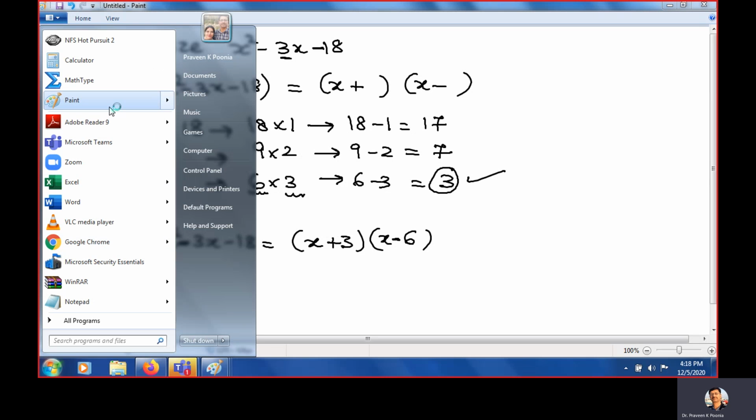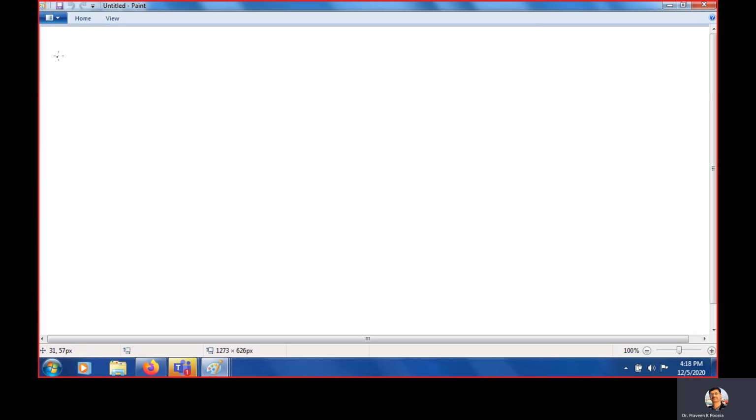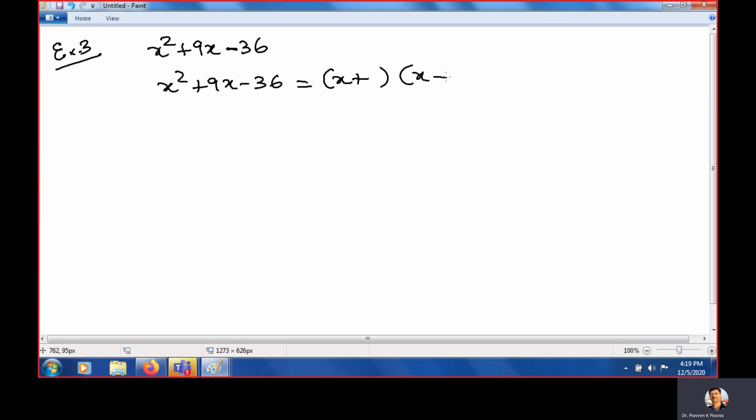Okay. This is example number 2. Now we'll move to example number 3. Example number 3 is x square plus 9x minus 36. Okay. So here is minus. First we need to focus: is 36 plus or minus? It is minus. Minus means one factor will be plus and one factor will be minus. Now try to find the possible factors of 36.